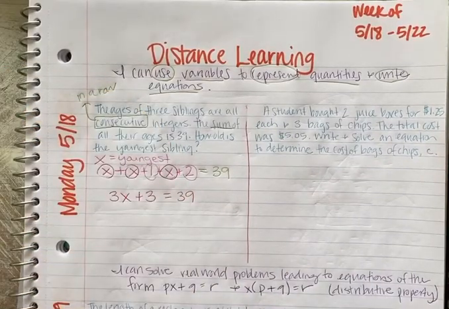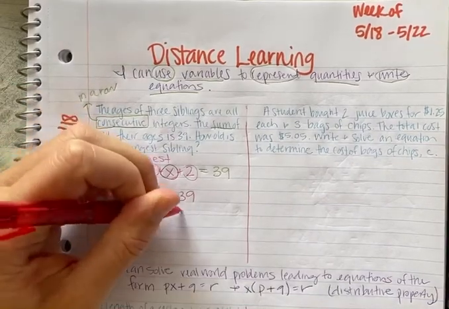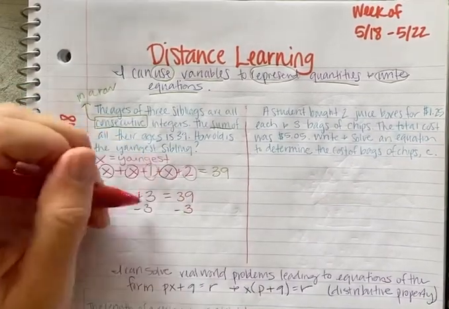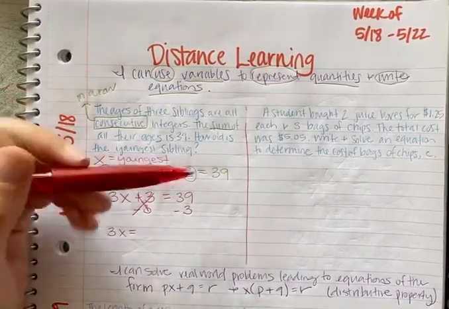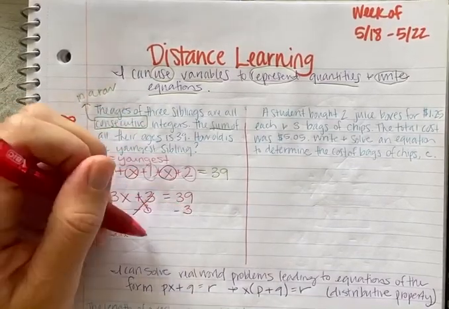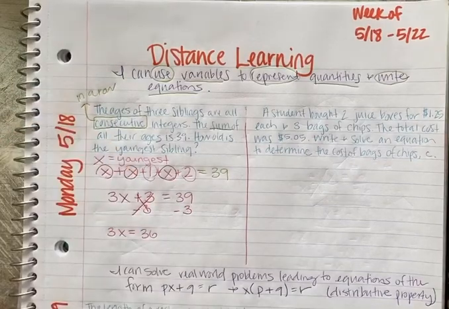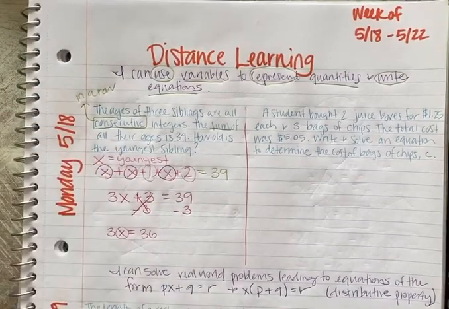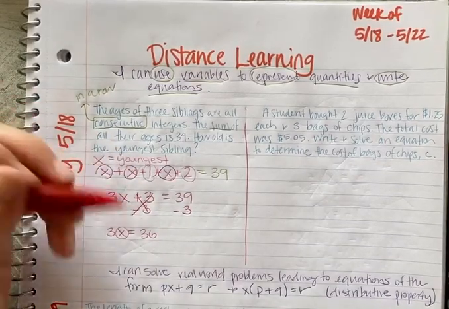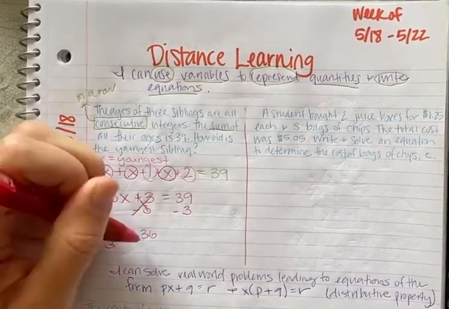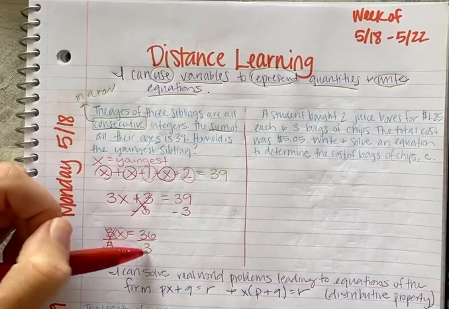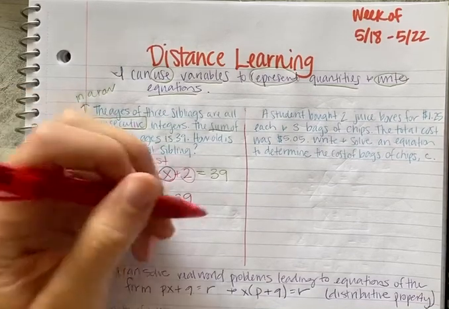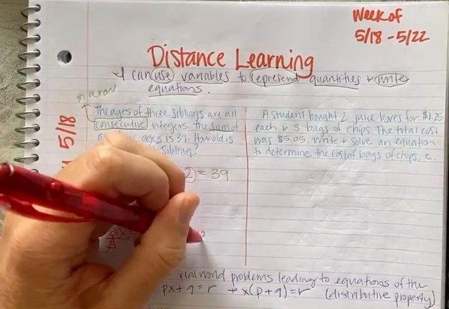So solving my 2-step equation, I'd subtract 3 from both sides. These cancel out, which leaves me with 3x equals 39 minus 3, which is 36. If I'm solving for x, I have to do the inverse operation. So I'm going to divide by 3, divide by 3. These cancel out. 36 divided by 3 is 12. So that means x equals 12.